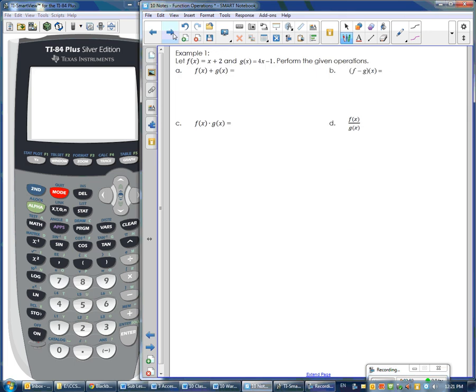All right. So here's an example, and what I'd like you to do is take a second to simplify or to evaluate each of these functions or to perform the operations. If you could please pause the video and work on these on your own and then start it back up, that would be great.